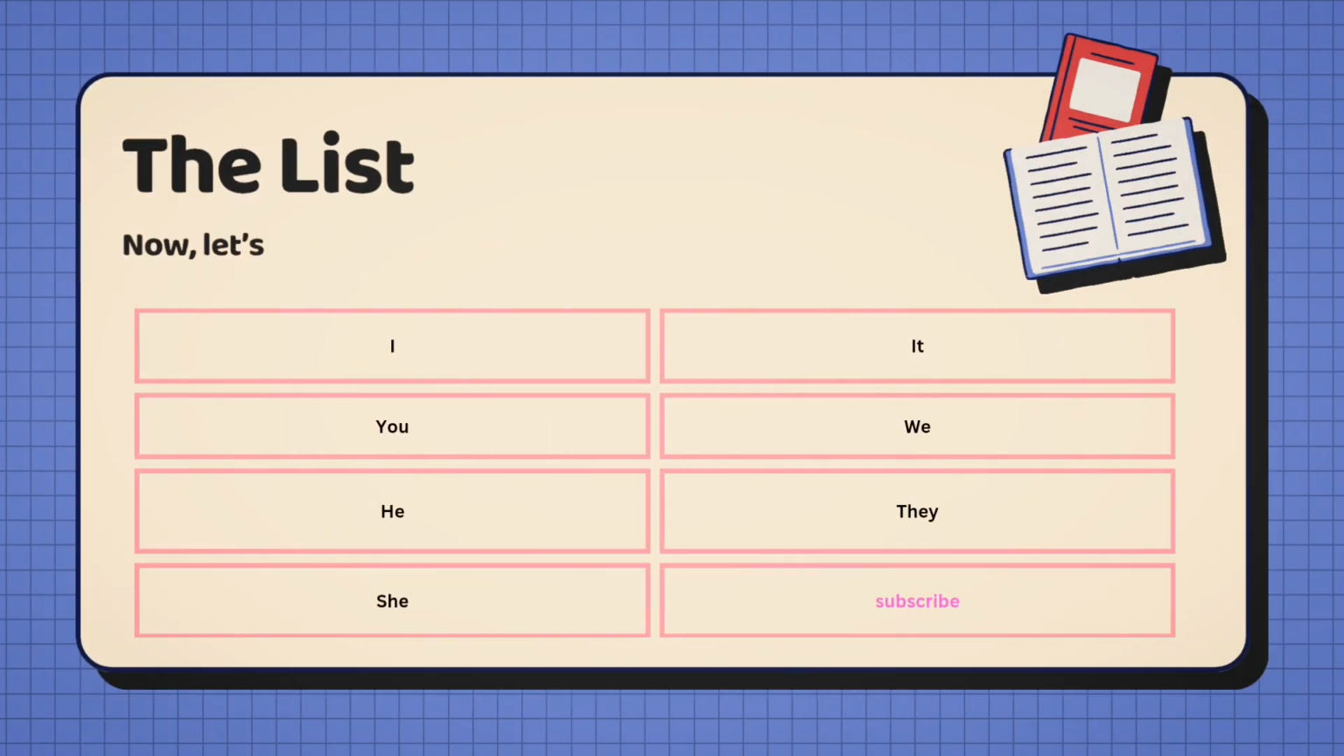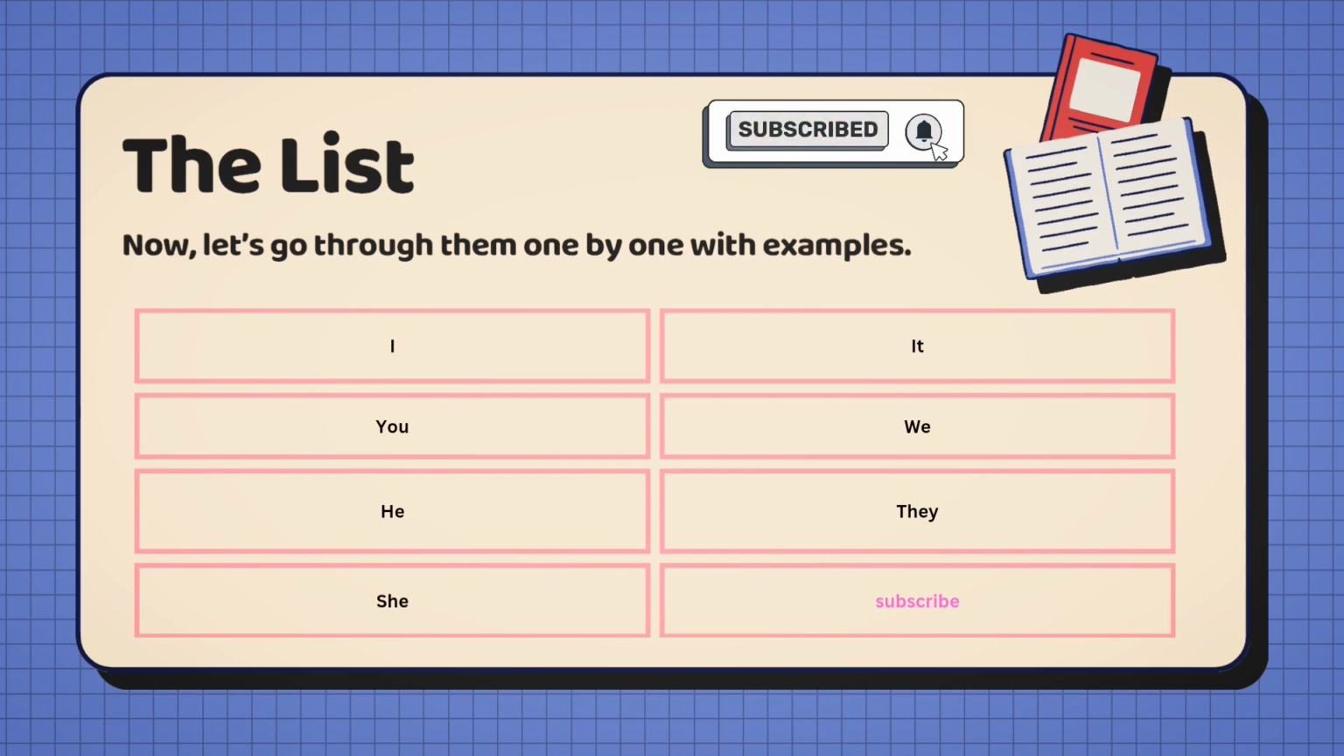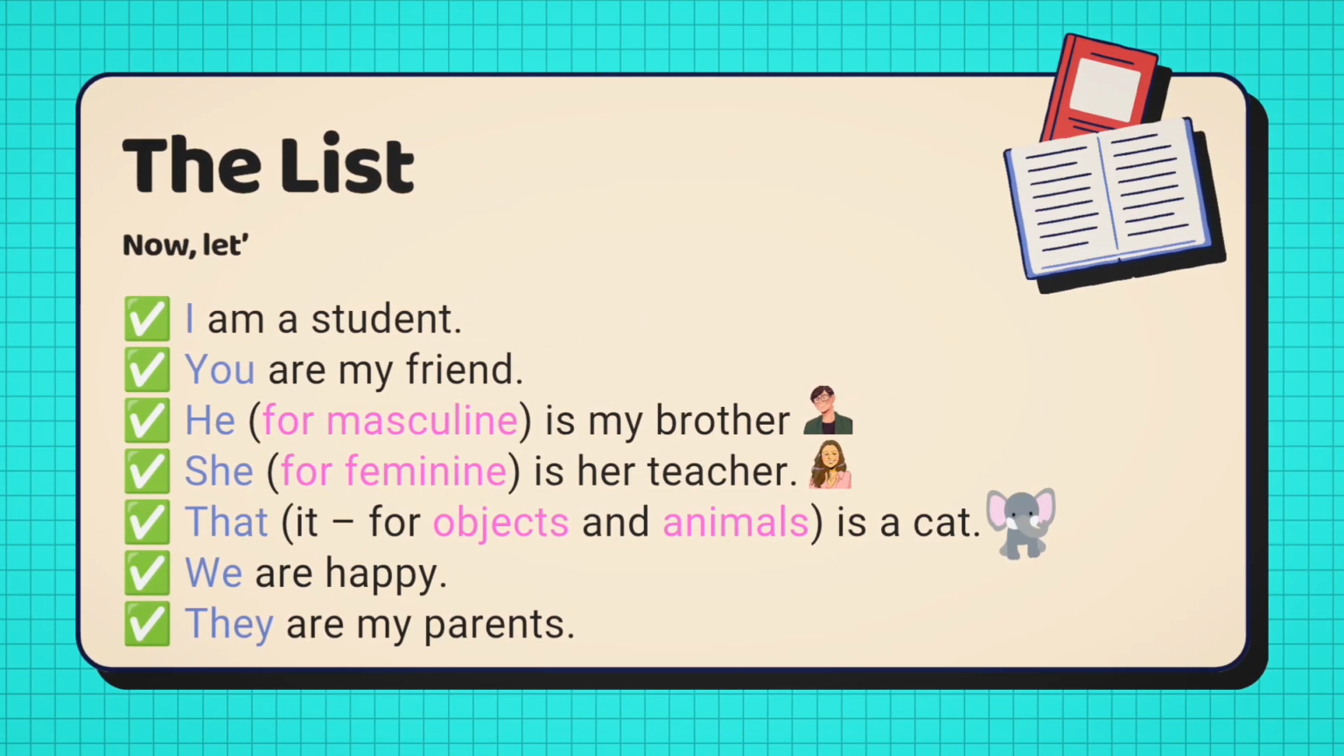The list. I. You. He. She. It. We. They. Now, let's go through them one by one with examples. I am a student. You are my friend. He is my brother. She is my teacher. That is a cat. We are happy. They are my parents. These words always act as the subject of a sentence, meaning they perform the action.